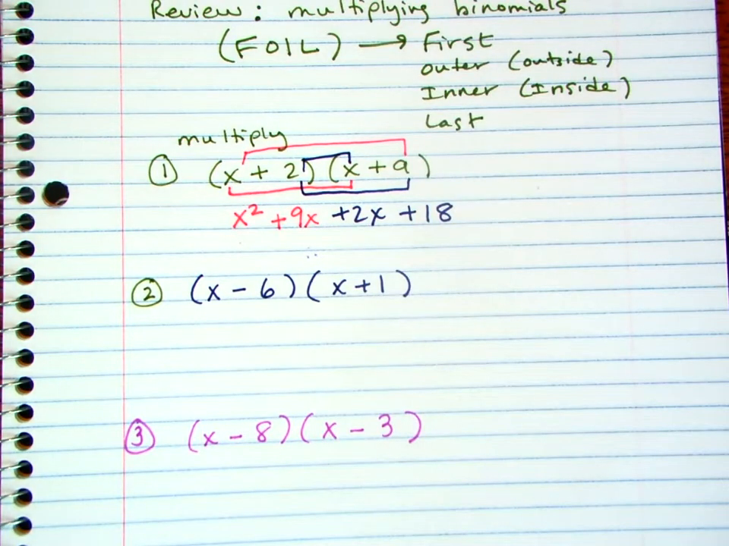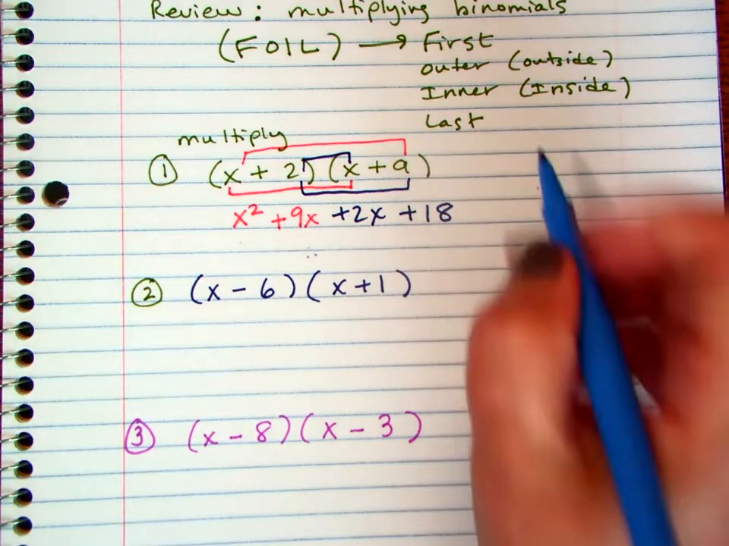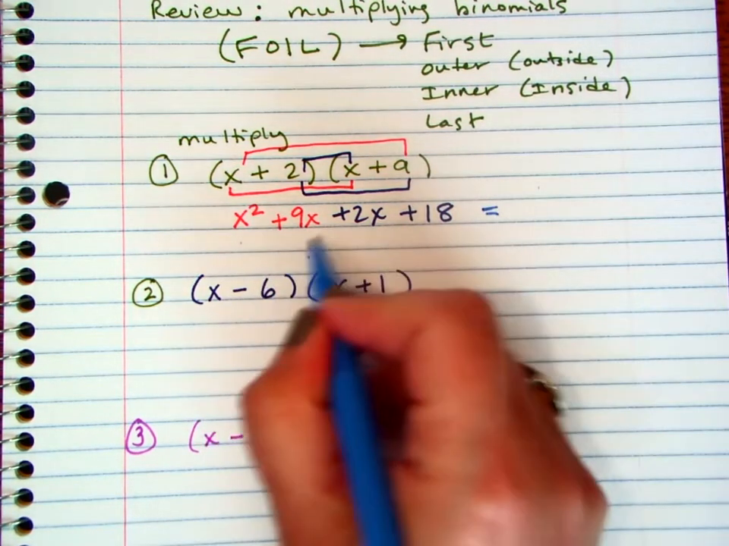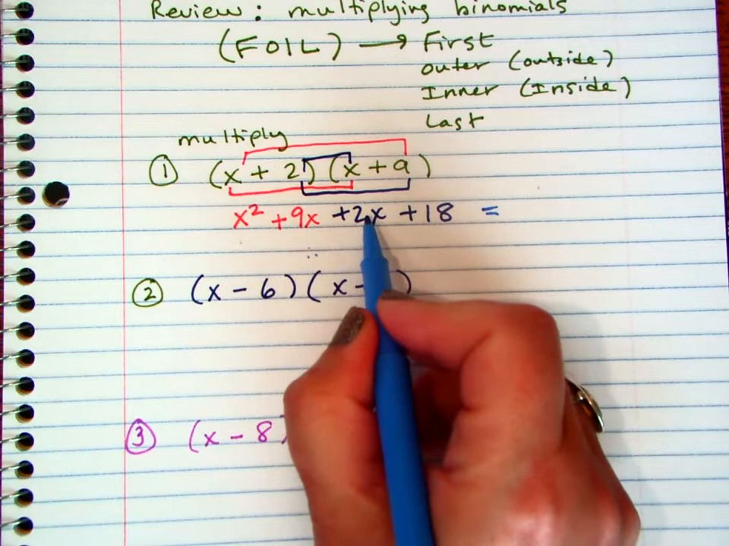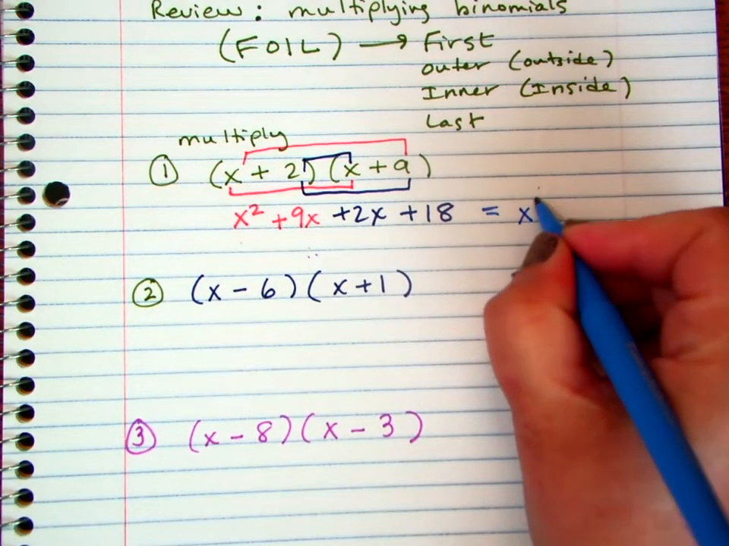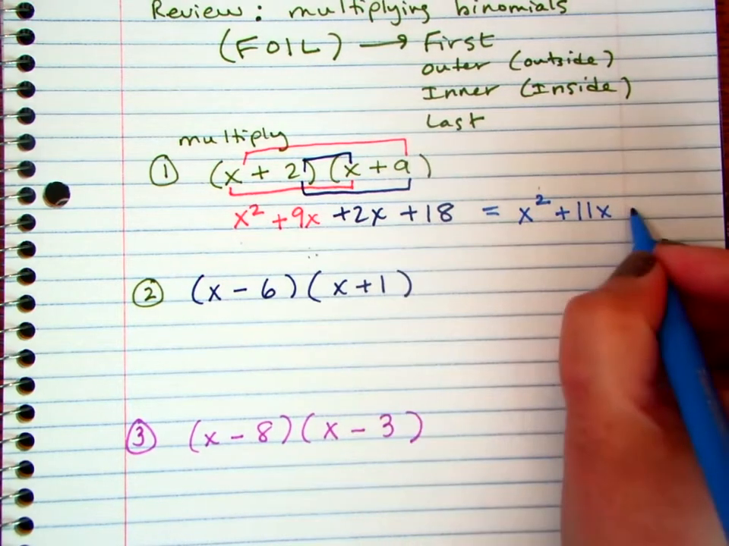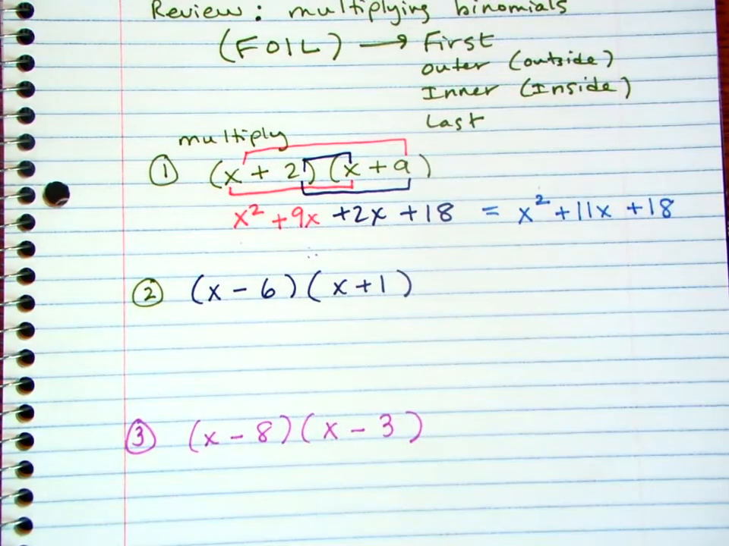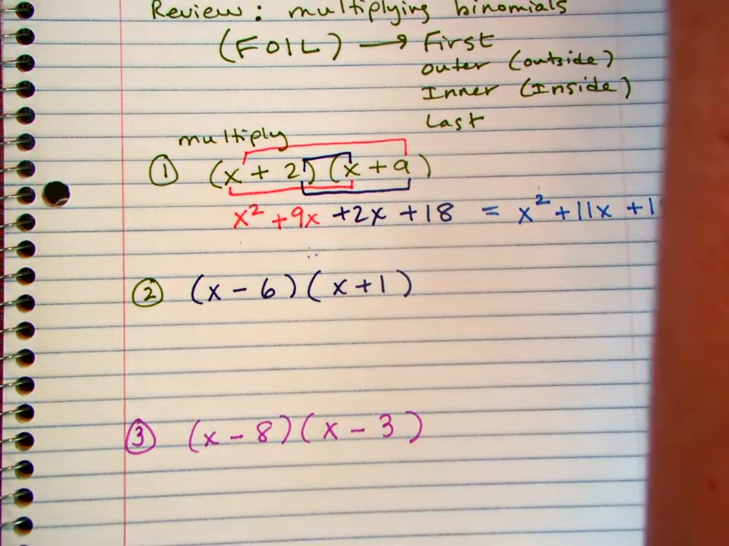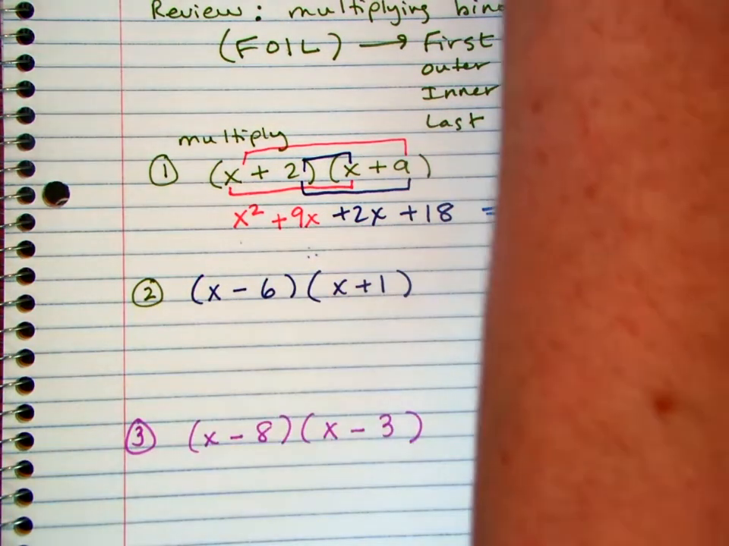All right, and now you don't normally leave it that way, although it's not incorrect, but normally we simplify that at that point. And the only like terms here are the 9x and the 2x. So I would just write x squared, 9x and 2x is plus 11x, and then plus that 18. Okay, so I'll do the second one.